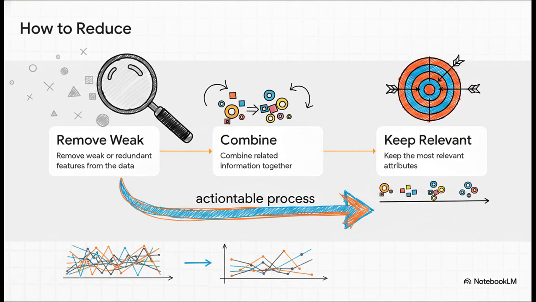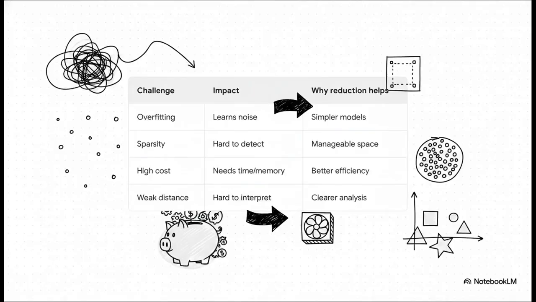So, how do we actually do that? It boils down to a straightforward, actionable process. By removing weak or redundant features, creatively combining related information, and strictly keeping the most relevant attributes, we hit a perfect balance. We're balancing two massive ideas here, effectively reducing that crushing mathematical complexity while strictly preserving the essential underlying structure of the data. And when you do that, dimensionality reduction directly neutralizes every single challenge we talked about today.